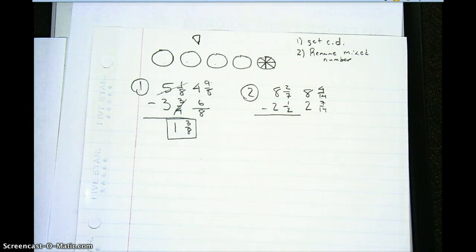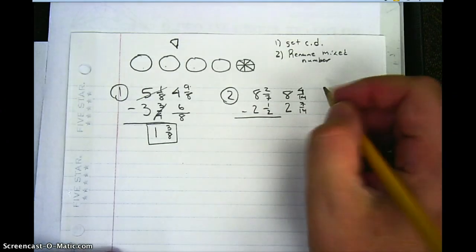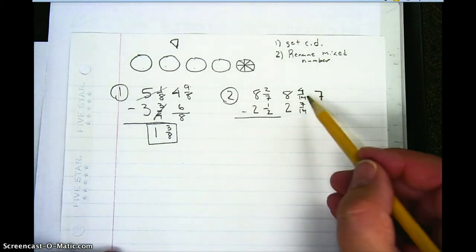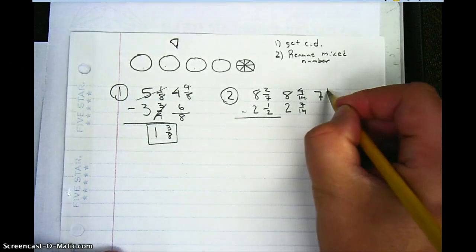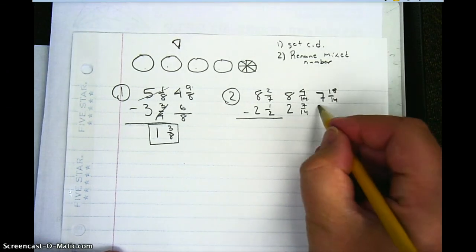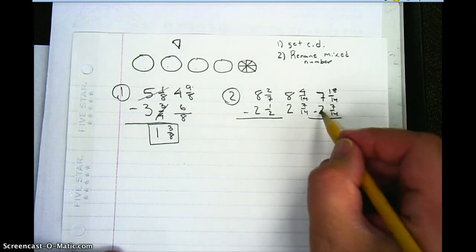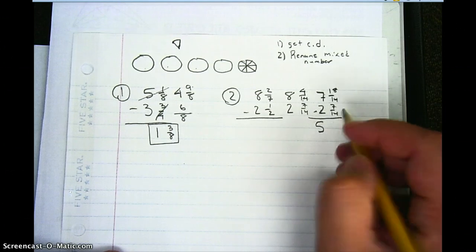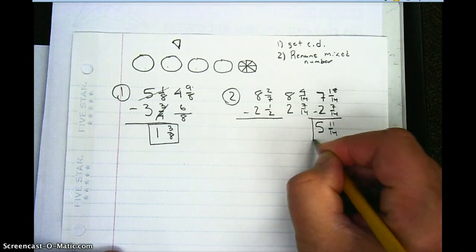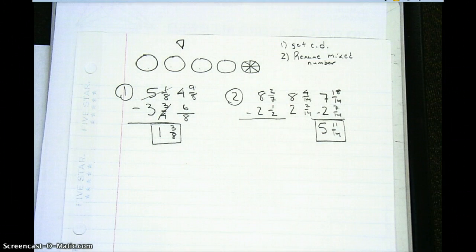So if I take one of my wholes, if I picture this, I have 8 full pizzas and then 4 slices out of 14. And I have to take 7 slices and 2 full pizzas. So if I take one of my whole pizzas, I'll be left with just 7 full pizzas. And then what I can do is I can go 14 plus 4, and that's going to be 18 over 14. And now I can subtract it, 2 and 7 over 14. So when I subtract those, 7 minus 2 is 5, 18 minus 7 is 11/14. So my answer for number 2 is 5 and 11/14. And that is how I subtract mixed numbers where I have to rename the top fraction.